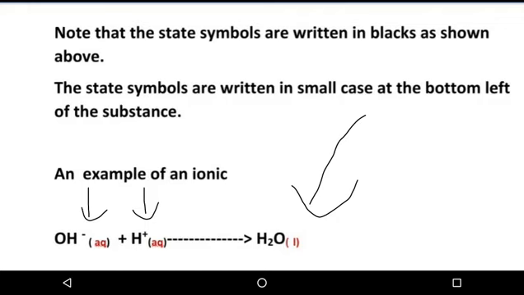So we'll continue next time as we will now look at how to write our ionic equations. We'll look at just some examples.